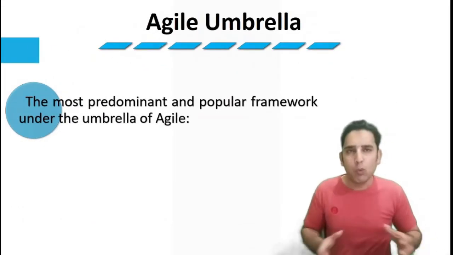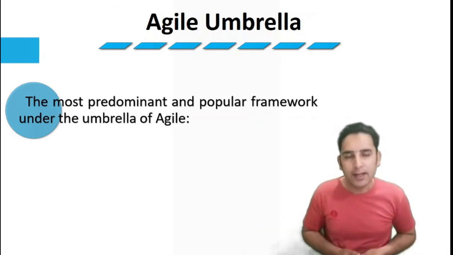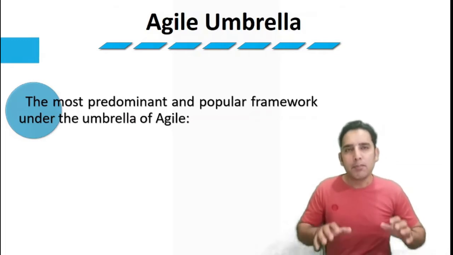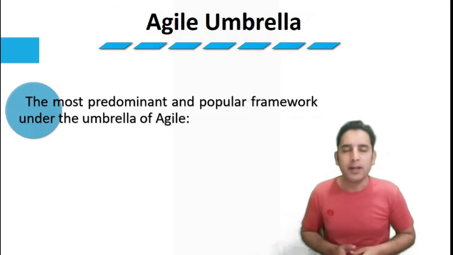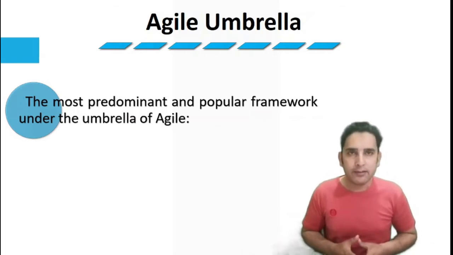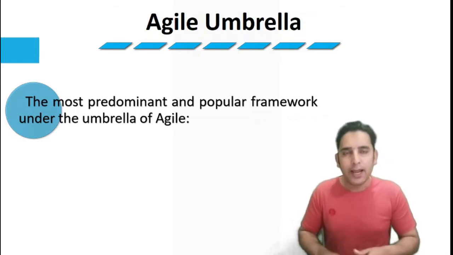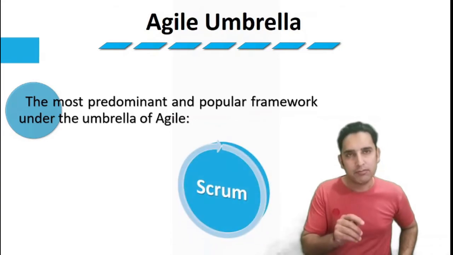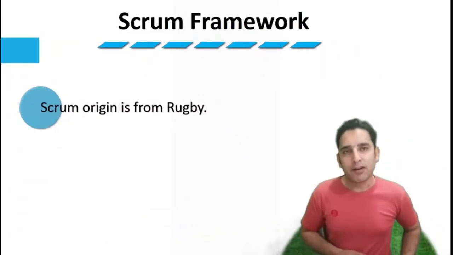But out of this wide variety of approaches that exist under the umbrella of Agile, there is one framework that has been adopted, is predominant and widely popular across the globe, has been practiced for decades and is even being practiced now, and that framework is known as the Scrum Framework. Scrum actually originated from rugby.